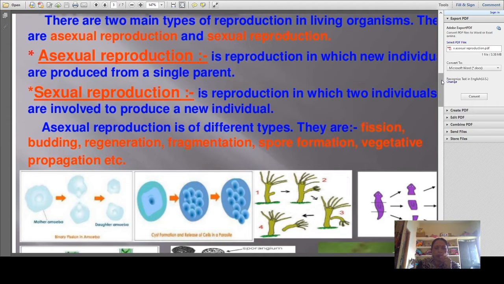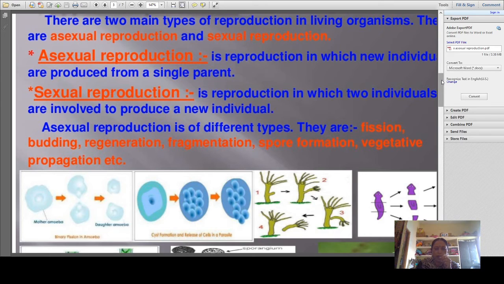Now sexual reproduction is the reproduction in which two individuals are involved to produce a new individual. Both the parents are needed, male and female. Variations are seen and gametes are formed. Now asexual reproduction is of different types. They are fission, budding, regeneration, fragmentation, spore formation and vegetative propagation.